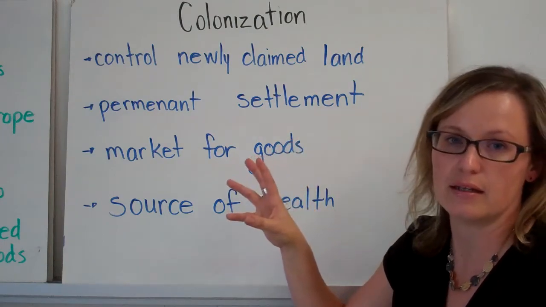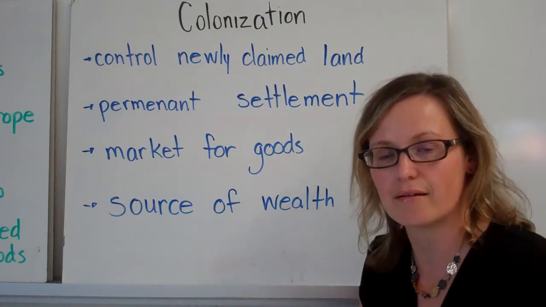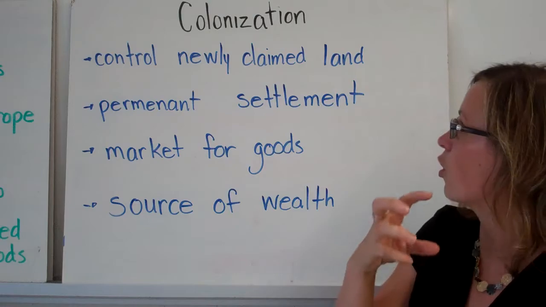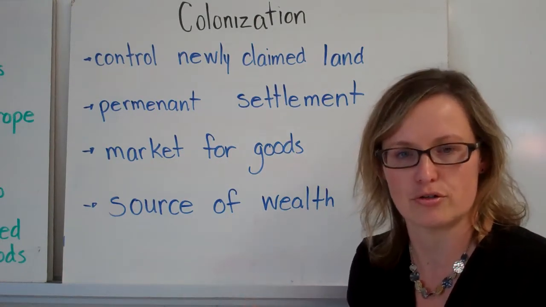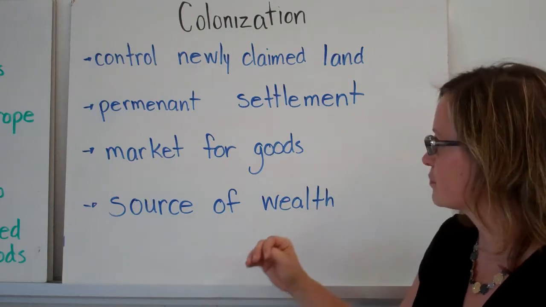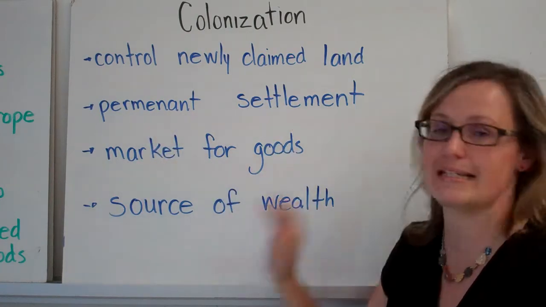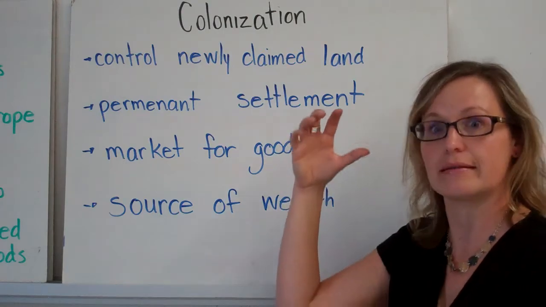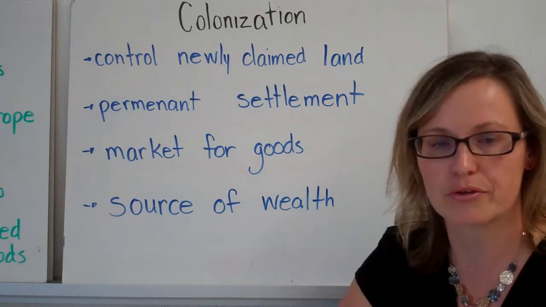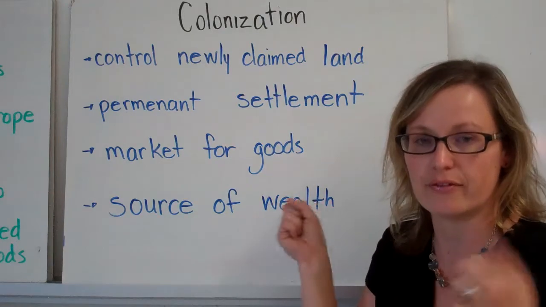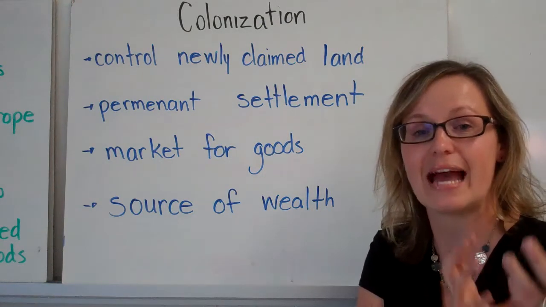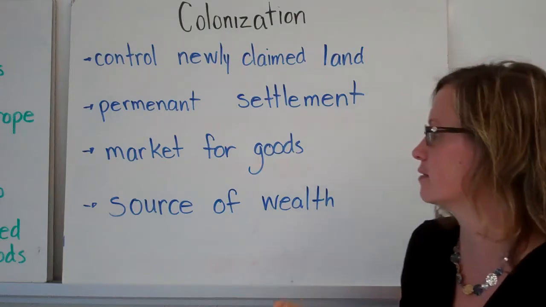So colonization is when one country takes control or claims new land. And the original country is called a mother country, and it takes over, it takes control. And it establishes permanent settlement. So there are people who actually leave Europe and come to North America and live in these settlements. They're not going back and forth. They've left, they've established a settlement, and they now live in the new land.